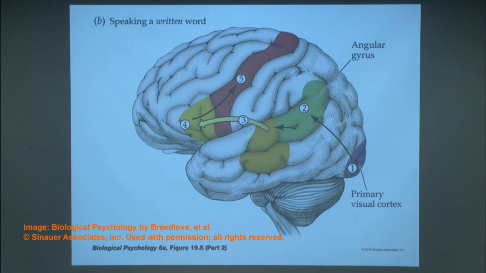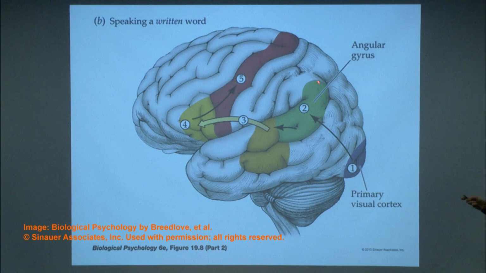Angular gyrus is critical for translating visual words into their meaning. And that visual translation is then further processed in Wernicke's area, and then the same pattern: Wernicke's area to Broca's area to speak it, and then finally to primary motor cortex to actually engage those motor muscles that are important for speaking the word.